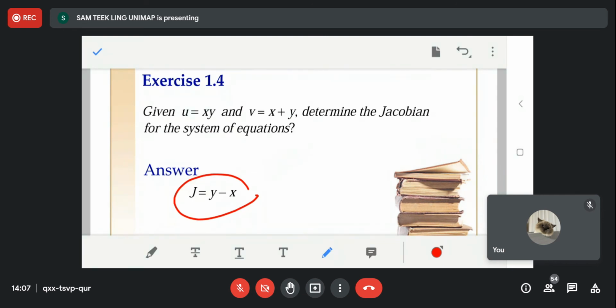Madam, I want to ask something. If we use the J inverse, also minus, right? J transpose. Yes, transpose. Because both will give you the same answer. So you can use any one. You can use J or J transpose, and it will give you the same answer, no problem. So you can start to solve.